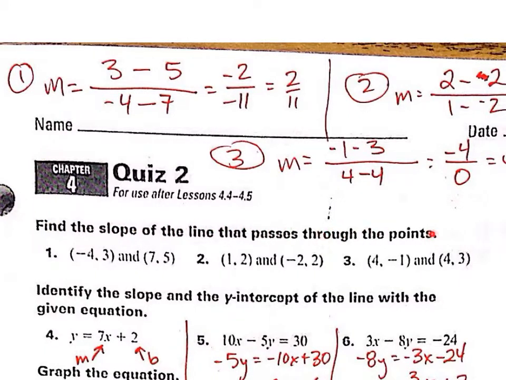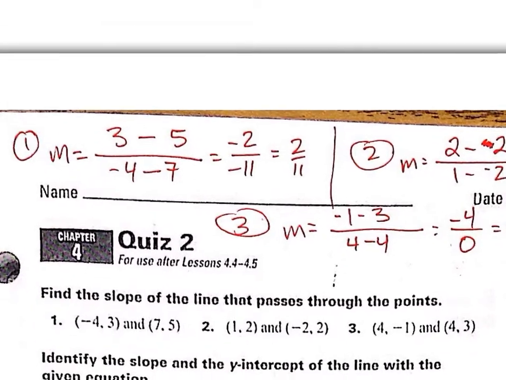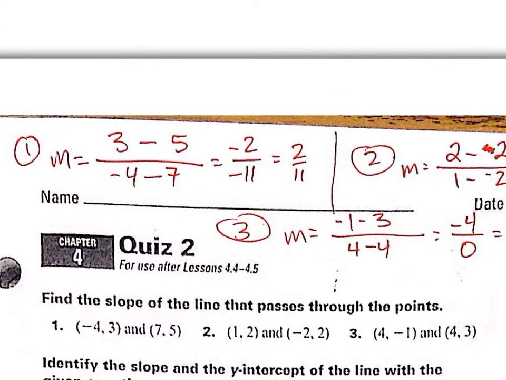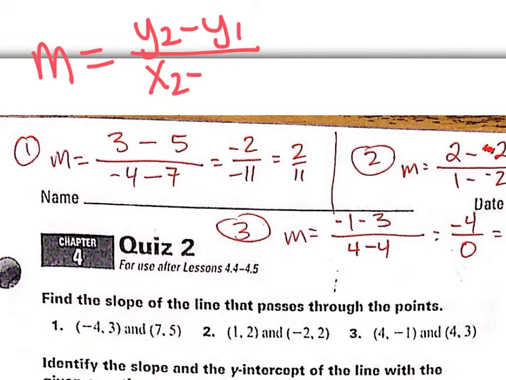Find the slope of the line that passes through the points. The difficult way to do this is to actually plot the points and then count the rise and run. You may do that. What I recommend is using our formula. Slope equals, it's frequently described, y2 minus y1 over x2 minus x1. So subtract the y coordinates and divide that by the subtracted x coordinates.